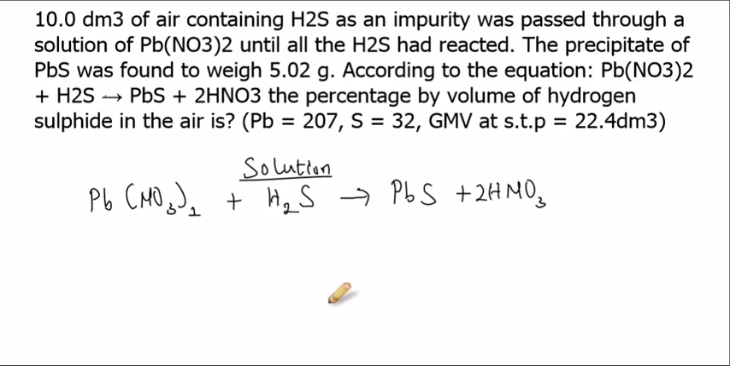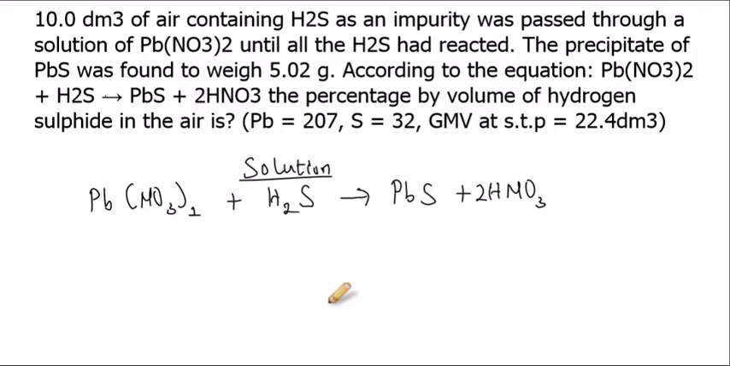No information about lead(II) nitrate, so we'll be dealing with hydrogen sulphide and lead sulphide because they are the two substances whose data we are being given, that is, we are being told one or two things about them. So let's start. For hydrogen sulphide, we do not know the exact volume, but we know the volume of air containing hydrogen sulphide. And for lead sulphide, we are given the mass of lead sulphide.